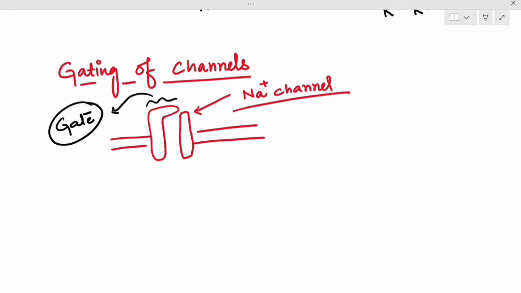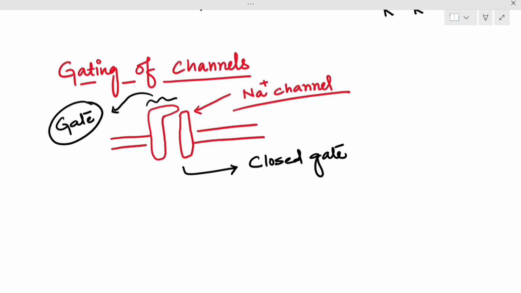Okay. So now the diagram that I have drawn is the closed gate. In different circumstances, the gate of the particular channel opens and closes. In which way, in which circumstances, we will see later on. But for now, just understand that in some channels there are gates which open in different situations.